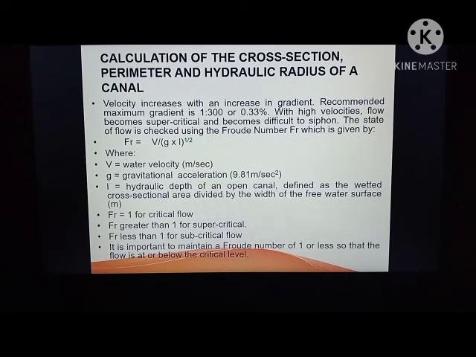is the hydraulic depth of an open canal, defined as the wetted cross-sectional area divided by the width of the free water surface. Fr is equal to 1 for critical flow, Fr greater than 1 is supercritical, and Fr less than 1 is subcritical flow. It is important to maintain the Froude number at 1 or less so that the flow is at or below the critical level.